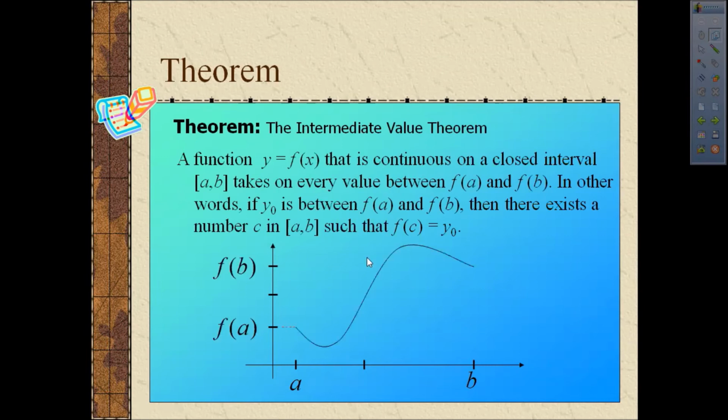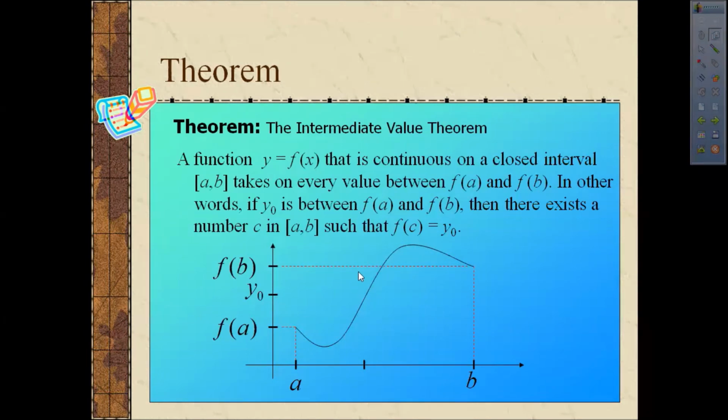So in other words, if we have a starting function value at a, and we have an ending function value at b, and we have some y value in between those two y values, and if this function is continuous, that is, I can draw it without having to lift my pencil from the paper.